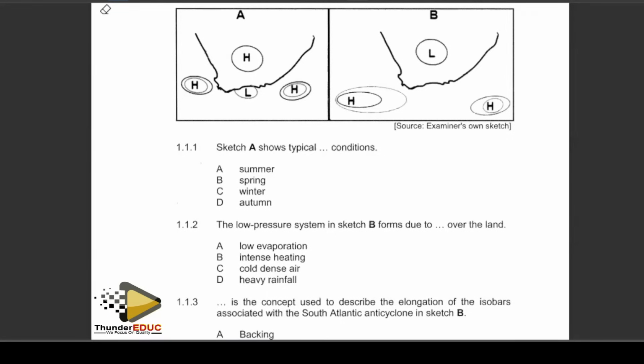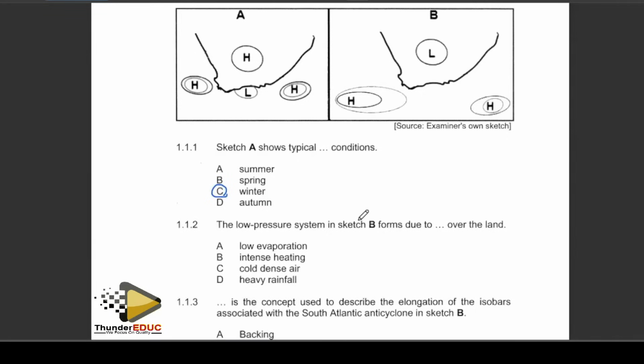Right, so for the first question, we are saying sketch A shows typical conditions there. On A, there is high pressure over the interior. The subtropical anticyclones are very close to land. So which gives us C as the correct response for that one. Then we move on to the next question.